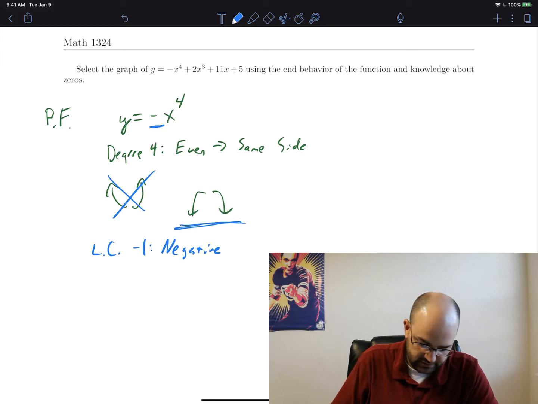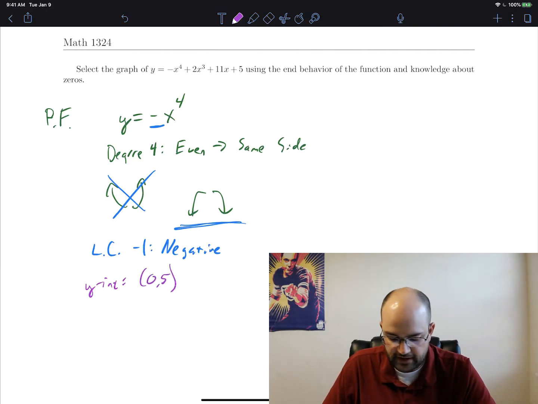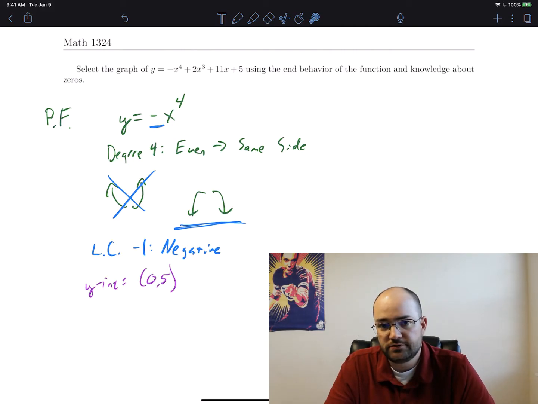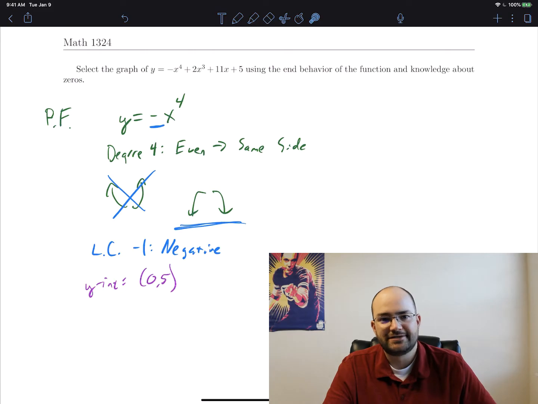Now the y-intercept here is easy. The y-intercept is 0, 5 because of that right there. As for the zeros, honestly, the easiest way of seeing this is to go to the calculator, and so that's what we're going to be doing. Alrighty, I'll see you there.